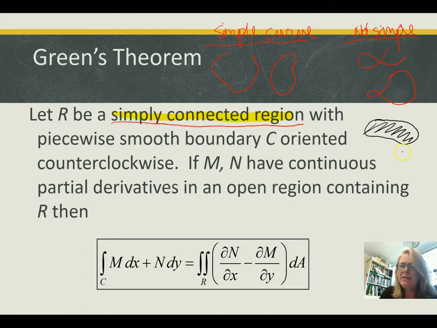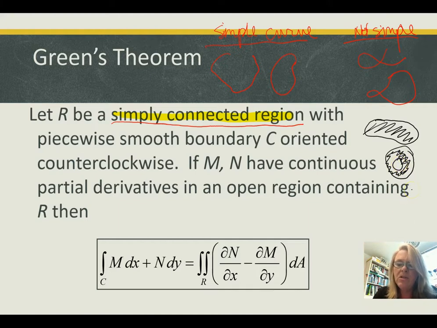Now let's compare that to something like this. Something that maybe looks like a washer. This would not be a simply connected region. It is bounded by a simple closed curve, this outer circle, but it's not simply connected because there are points inside that simple closed curve that are not in the region. So we could say, intuitively, that a simply connected region does not contain any holes like this one did.